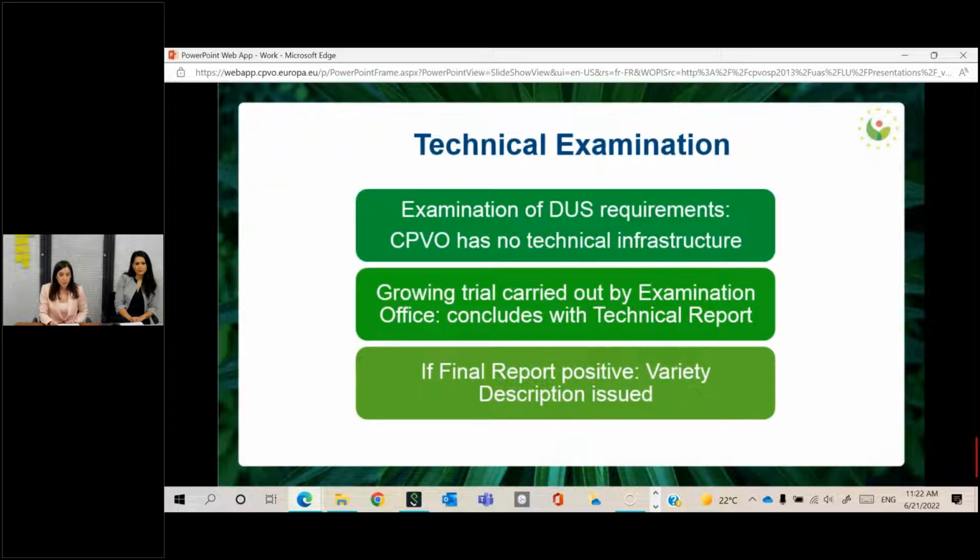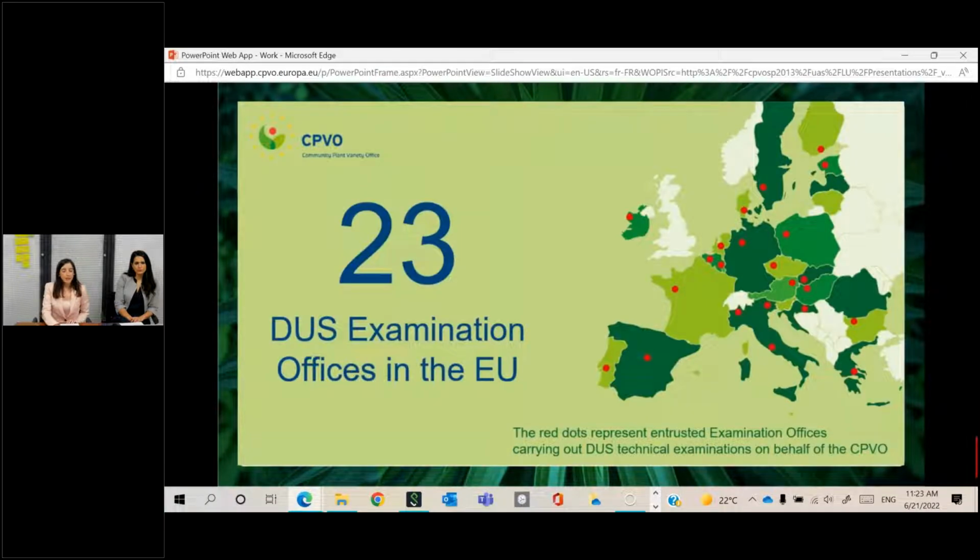And if the final report is positive, a variety description is issued. Also important to mention that for this technical examination, the examination offices rely on the so-called CPVO technical protocols, which define the conditions under which the technical examination must be carried out. Here on screen, you can see all of the examination offices that have been entrusted on behalf of the CPVO, distributed throughout the whole territory of the European Union.